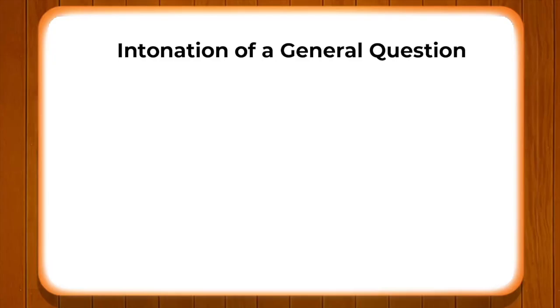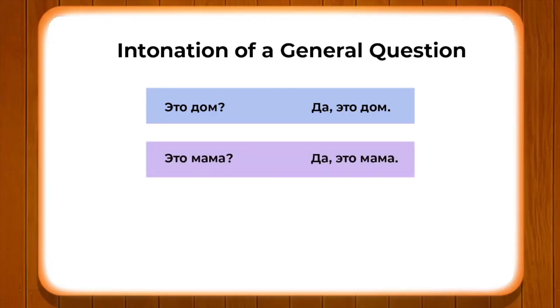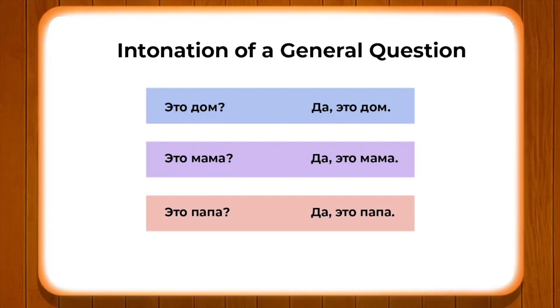So here we have certain examples. Now we will be using the word "da" along with them. "Eta dom," "da," "eta dom." "Eta mama," "da," "eta mama." "Eta papa," "da," "eta papa." So what do we see here? We see that when I am asking a question and answering using "da," there is a pause. Why? So that I can answer the question fully after saying "da," which means yes.